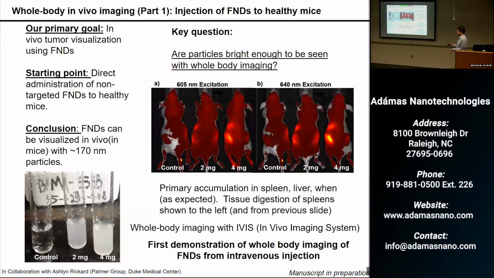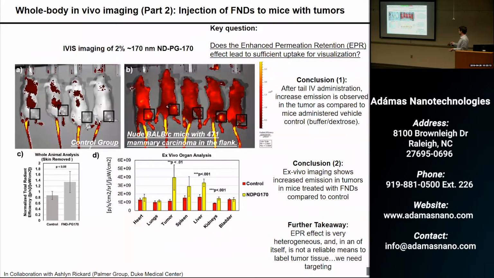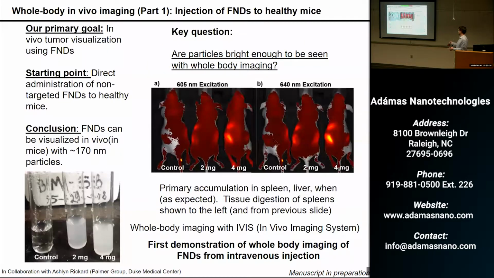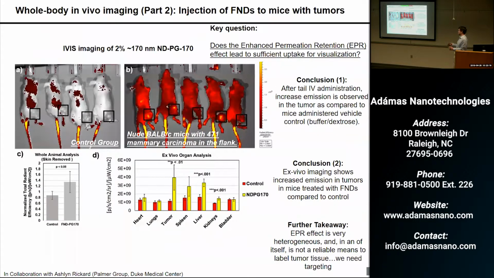So the next step is to see, and I should add, these mice do not have tumors on them yet. Since we want to target tumors, the next step was to introduce tumors into the mice. In this application, we first don't want to use targeting.